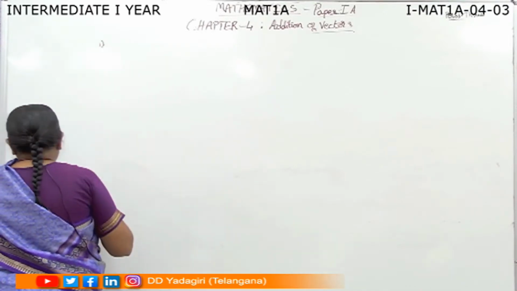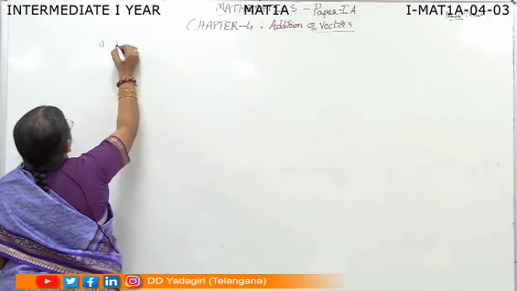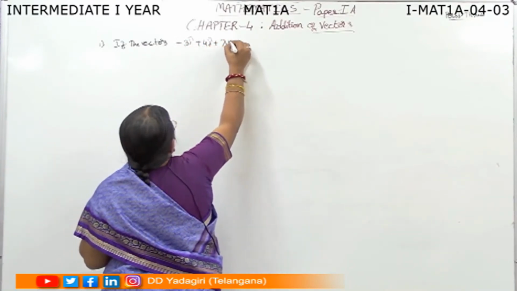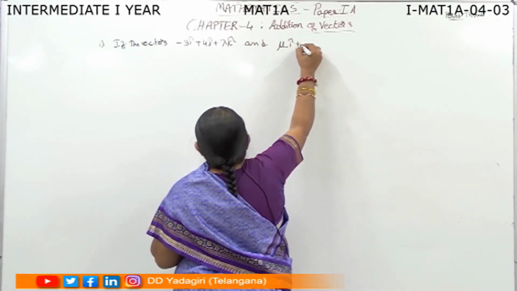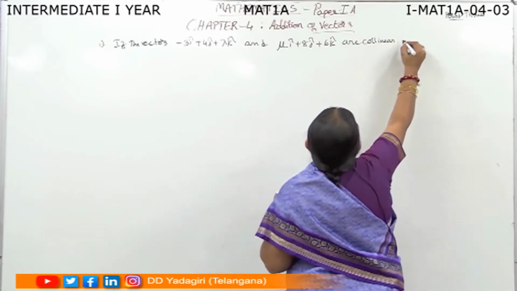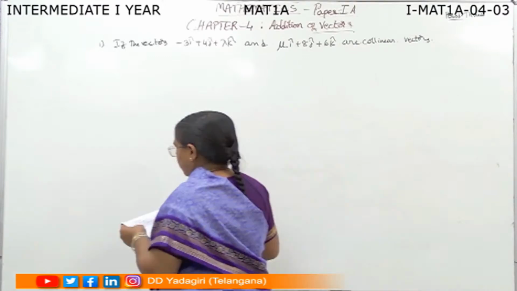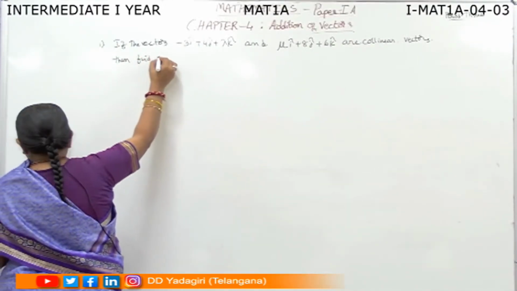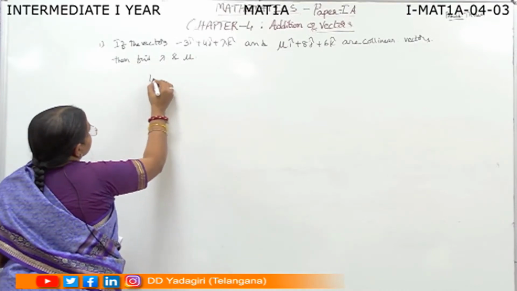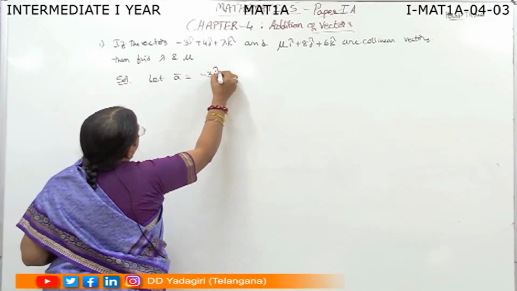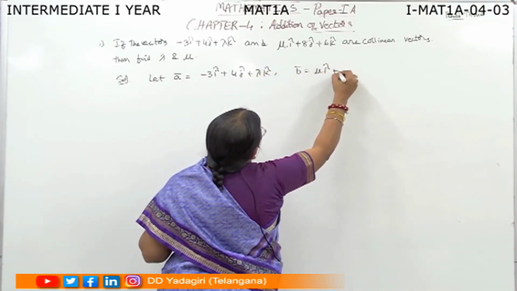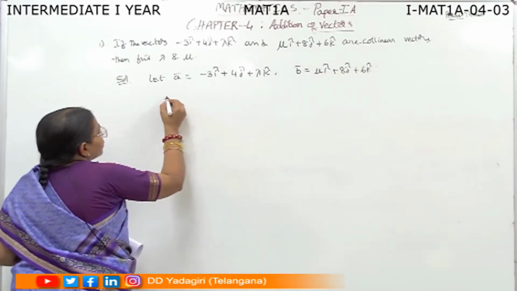First problem I'll write here. If the vectors minus 3i plus 4j plus lambda k and mu i plus 8j plus 6k are collinear vectors, then find lambda and mu. This is a very important problem. So suppose that A is equal to minus 3i plus 4j plus lambda k, and B is equal to mu i plus 8j plus 6k. Now we know that A and B are collinear.